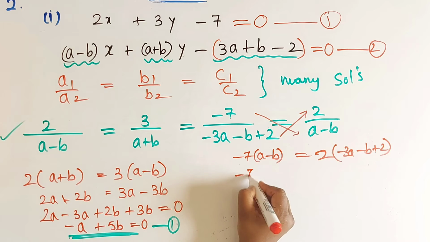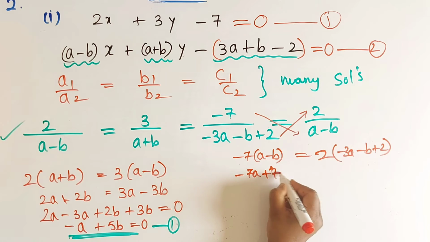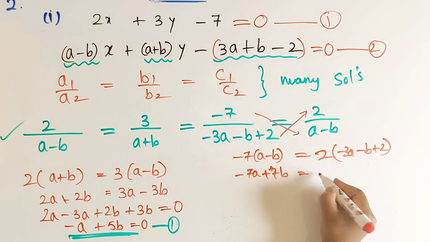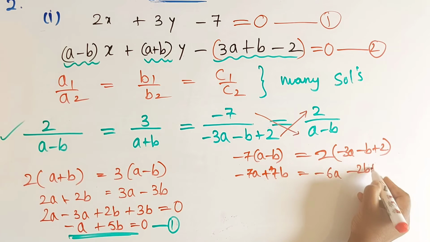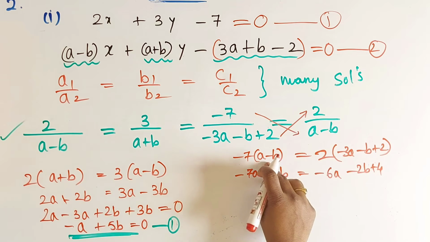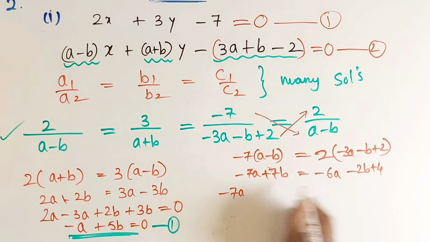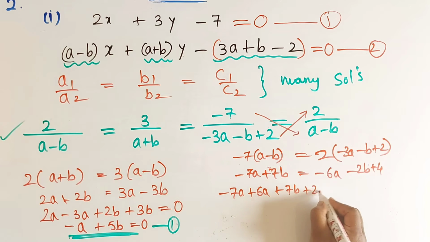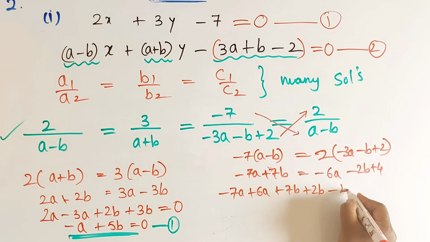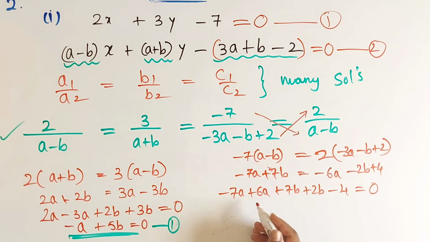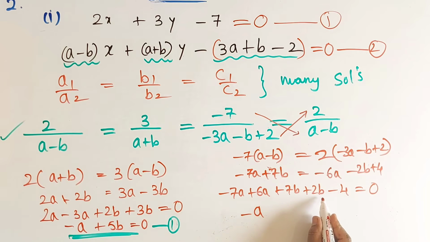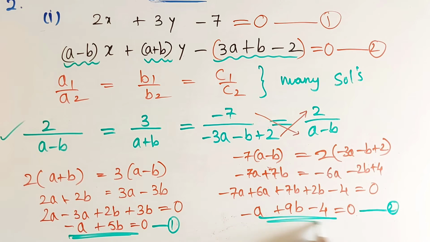Minus 7 into a is minus 7a, minus 7 into minus b is plus 7b, that equal to 2 of this all, minus 6a minus 2b plus 4, children. Right? Get all the terms one side. So minus 7a, this will be plus 6a, plus 7b here and plus 2b. Plus 4 will come here, minus 4 equal to 0. Now minus 7a plus 6a is minus a, plus 7b plus 2b is plus 9b, minus 4 equal to 0. This is the second equation, children. From these two equations we have to find out a and b values now.